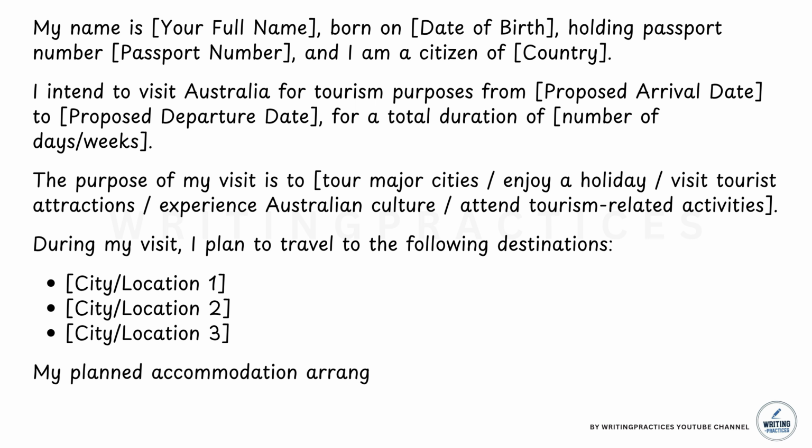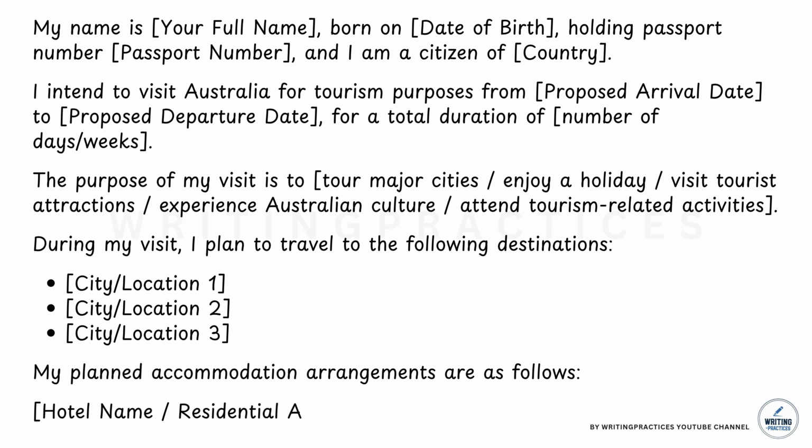Write where you will stay during your trip. Example: Hilton Sydney, Sydney. Novotel Melbourne Central, Melbourne. This confirms that you have arranged accommodation during your stay. It reassures immigration officers that your travel plans are properly organized. Ensure accommodation details match your reservations.